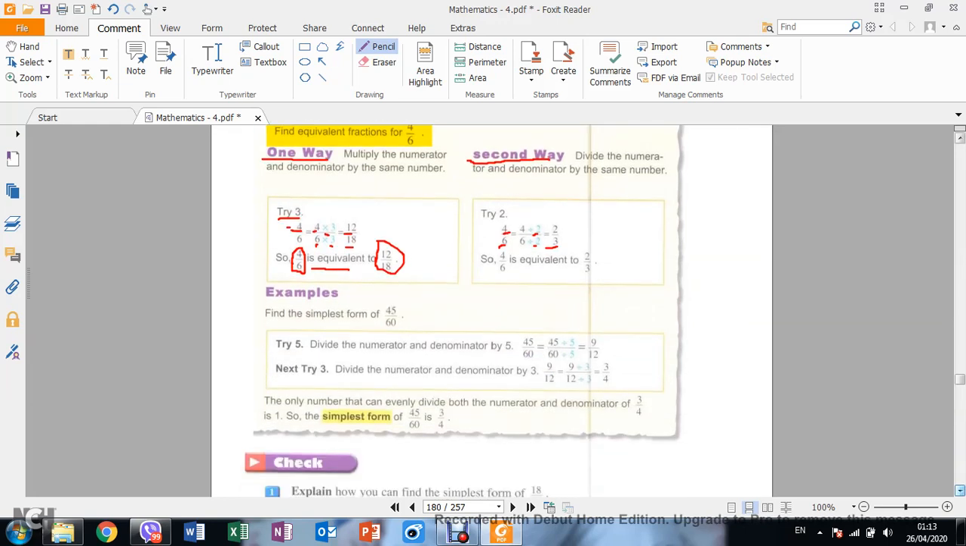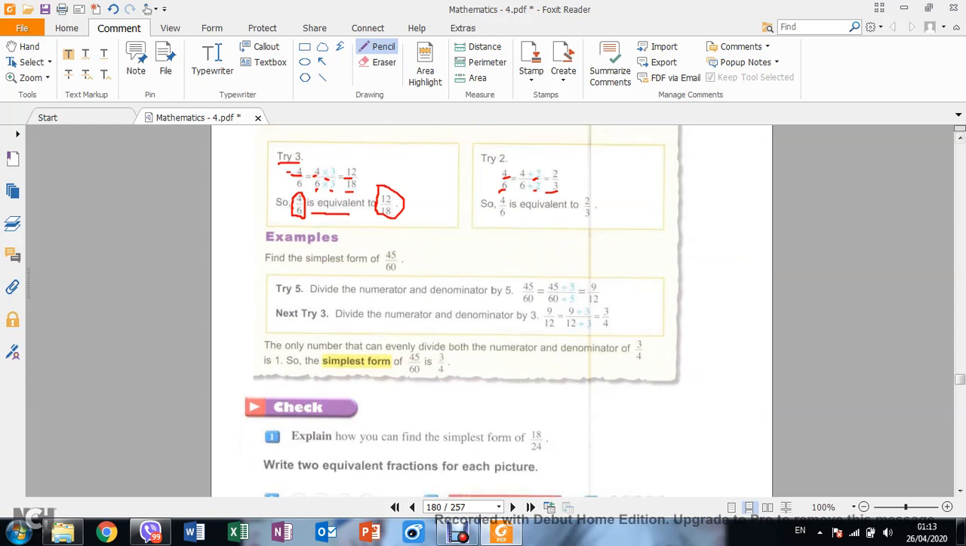Okay? After that we have these examples. Find the simplest form. Okay? For simplest form, every time we use divide. When I tell you simplest form, you need to use divide. For example, let's find the simplest form for 45 over 60. At that time you need to try to divide both numbers.